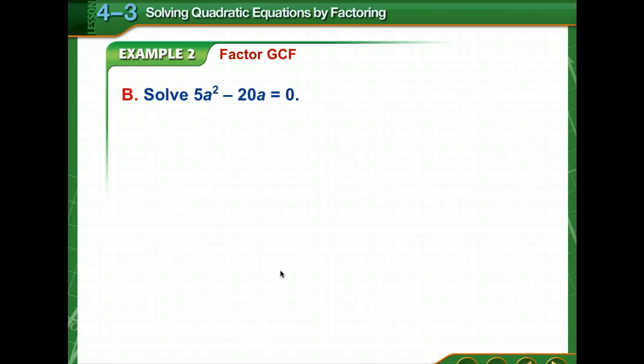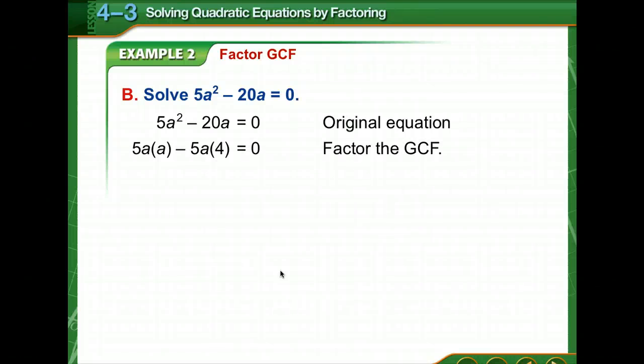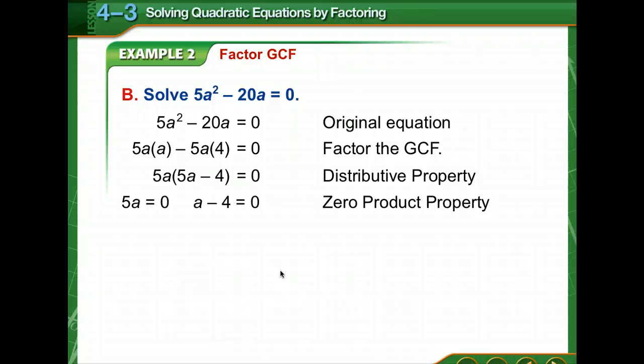How about this one? What are you going to pull out of this one? Did you say 5a? Well, awesome. You are so right. So we're going to pull out a 5a. That's going to leave us with 5a times the quantity of 5a minus 4. Set both equal to 0, and solve for the variable. Our answer, 0, 4.